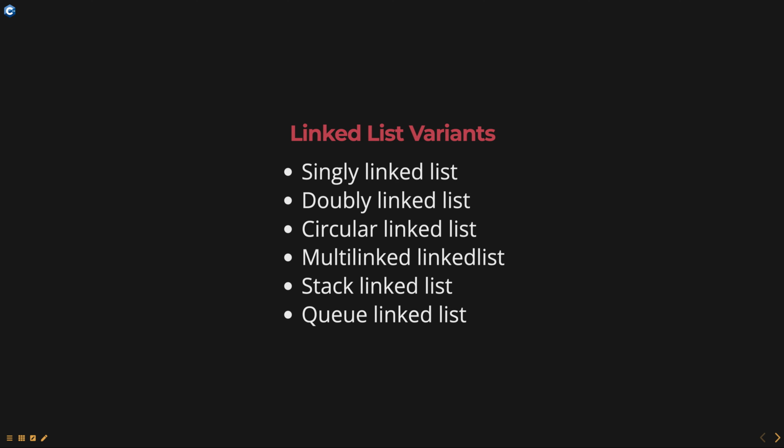In stacked linked list, the last element added to the list is the first one to be removed, mimicking the behavior of a stack. In queue-linked list, the first element added to the list is the first one to be removed, mimicking the behavior of a queue.